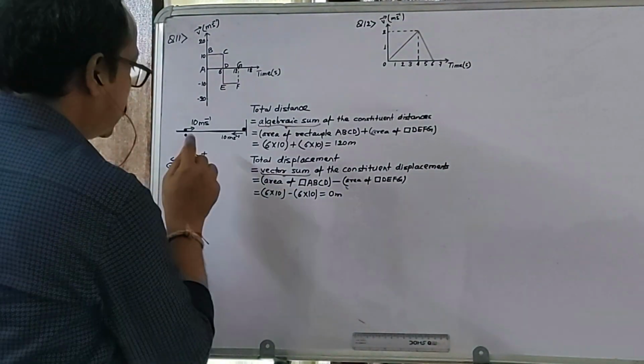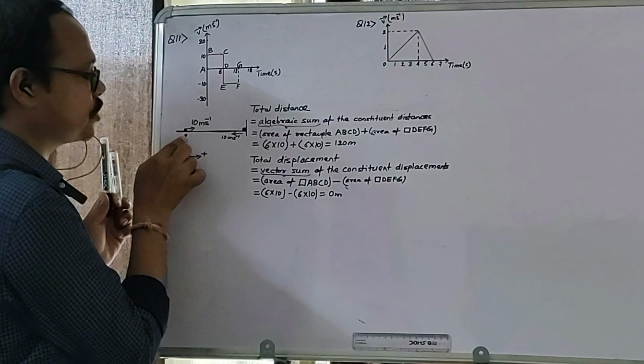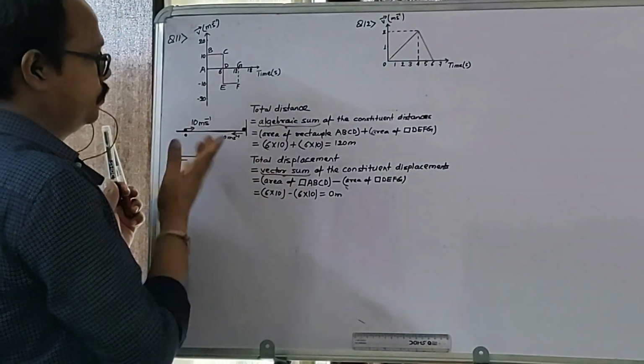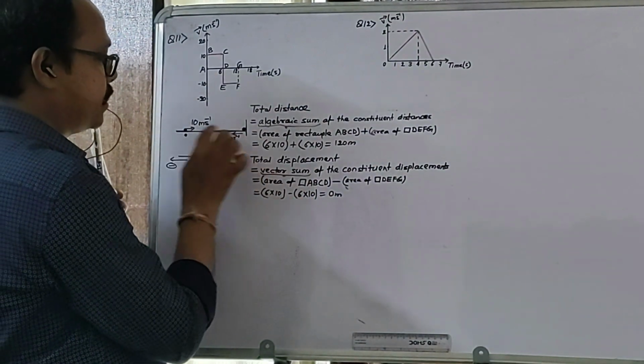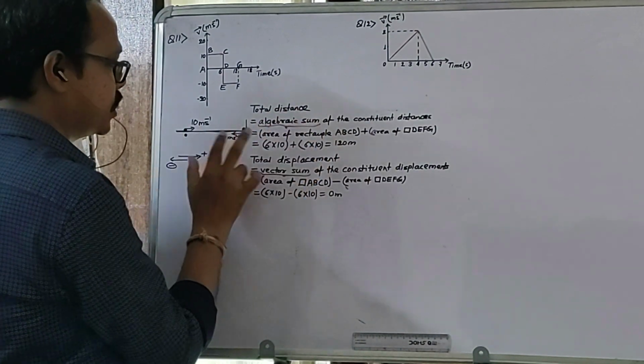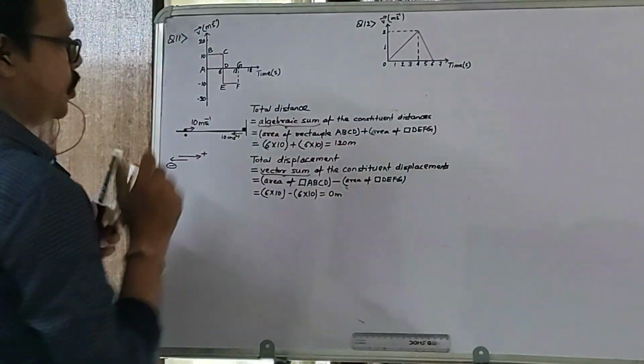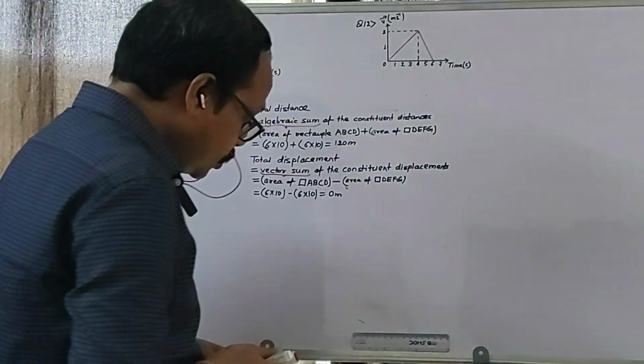Since the body returned to its starting position, the displacement is 0, right? And since distance is a scalar quantity, it is an algebraic sum. That's why the distance cannot be 0. When a body moves, it becomes 120 meter. Right? Let's jump on to problem number 12.